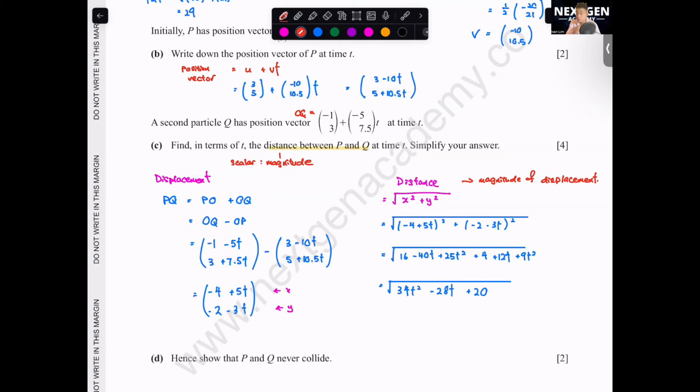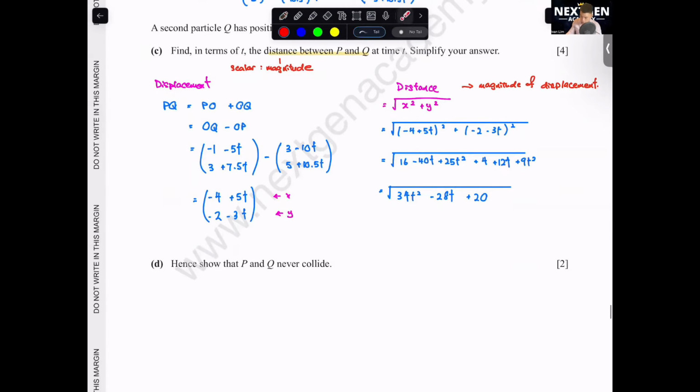Rizin says, can I use b squared minus 4ac? Why b squared minus 4ac here? What do we actually want to prove? No solutions, right? Specifically, no solutions for a quadratic equation or quadratic expression here. Look here, the expression for distance that we found is a quadratic, with t squared, t, and a constant. It's in the form ax squared plus bx plus c, right? We want to show that they never collide. That means there's no solution for t.